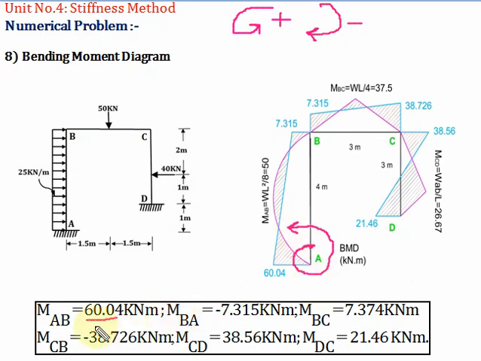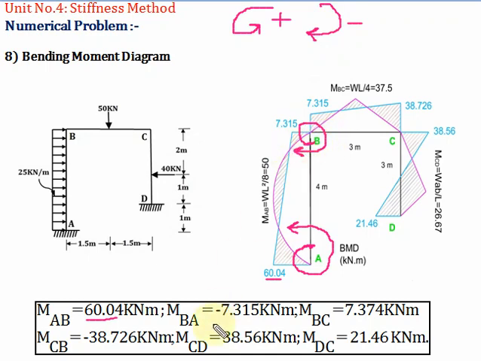Okay, that means this moment 60.04 is on the left hand side. Now the next moment, in member B. Keep the pen nearer to joint B along the line AB. So here what is the moment? Minus 7.314. Minus means clockwise. So here I will rotate the joint B in clockwise and cut the member AB once.